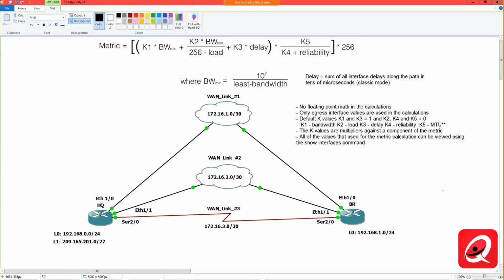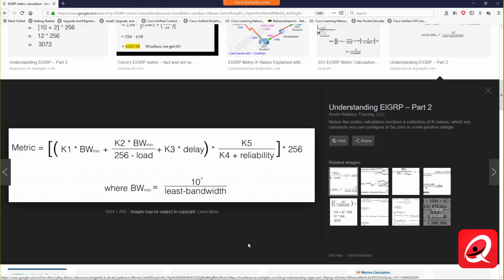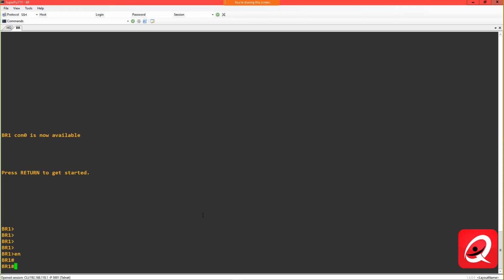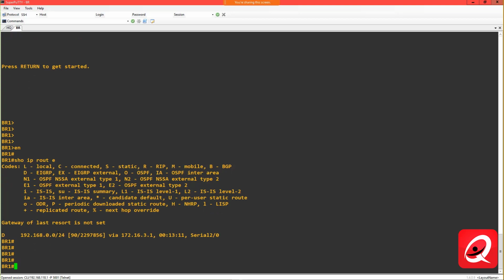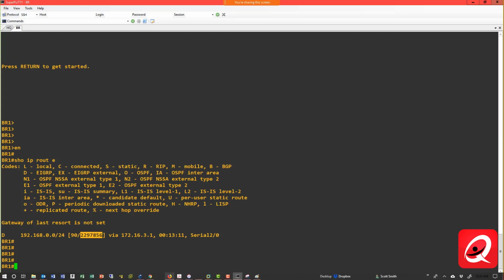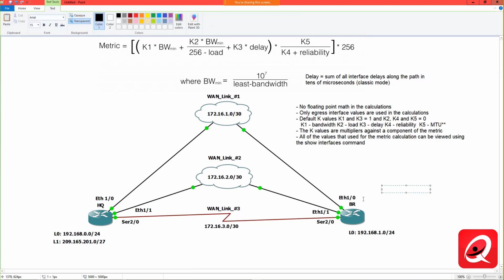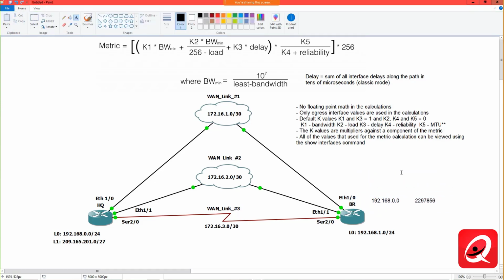So if I was to look from the perspective of the branch router here, all right, let's go back to our branch router. And I did a show IP route EIGRP. We can see the 192.168.0.0 route has a metric, from the branch's perspective, of 2298.2297.856. All right. So if I go back to my diagram here, I can put this value in for the 192.168.0.0 subnet. All right. So we know that we're only learning about this network presently from our serial 20 interface. So we want to be able to find out how is that metric being calculated, how can I influence that metric, and so on.